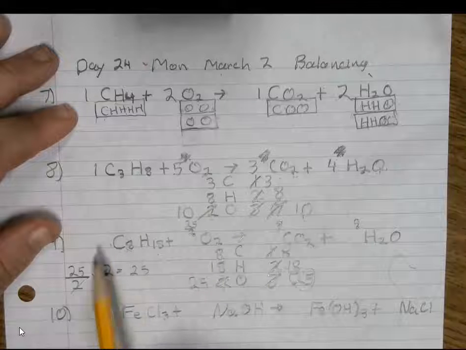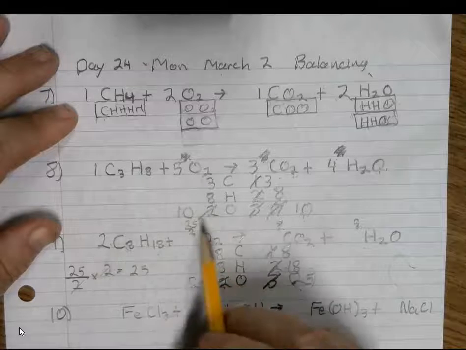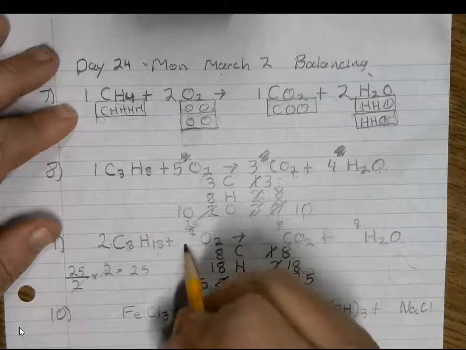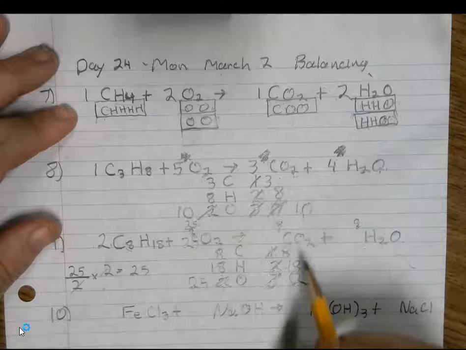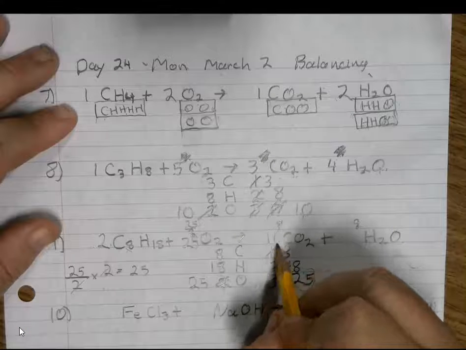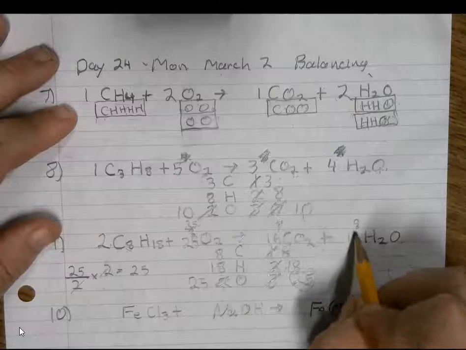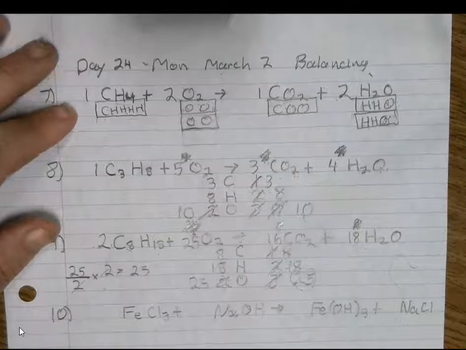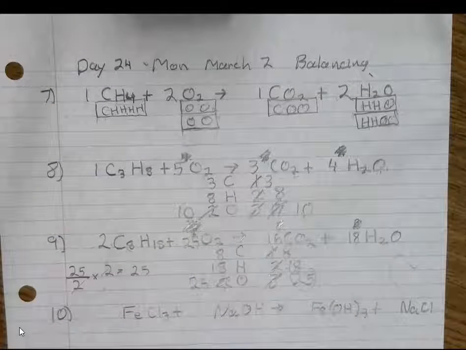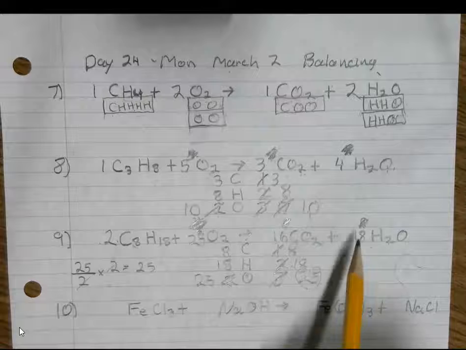2. So 2 times this is 2. 2 times 25 over 2 is 25. We just showed that right there. 8 times 2 is 16. And 9 times 2 is 18. Scratch those out. Don't need those anymore. And that's the answer. 2, 25, 16, 18.